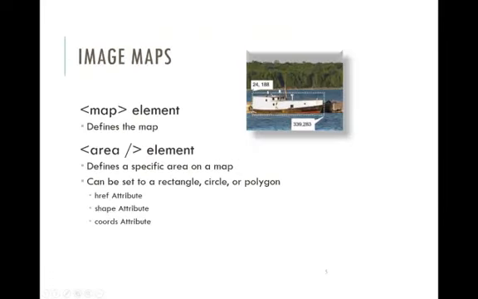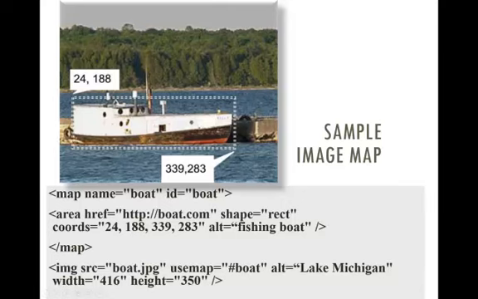Image maps are an image in which you've drawn a box over top of it to make what we call a hotspot. You can either use the map element, which will define a map, or the area element, which will define a specific area on the map. You can set these to be rectangles, circles, or polygons. Here's a sample of what that image map would look like. Here you're telling it that you want a map name of boat, and you tell it where the area href is, as well as the coordinates. Then we are closing our map tag and then giving it the image source.